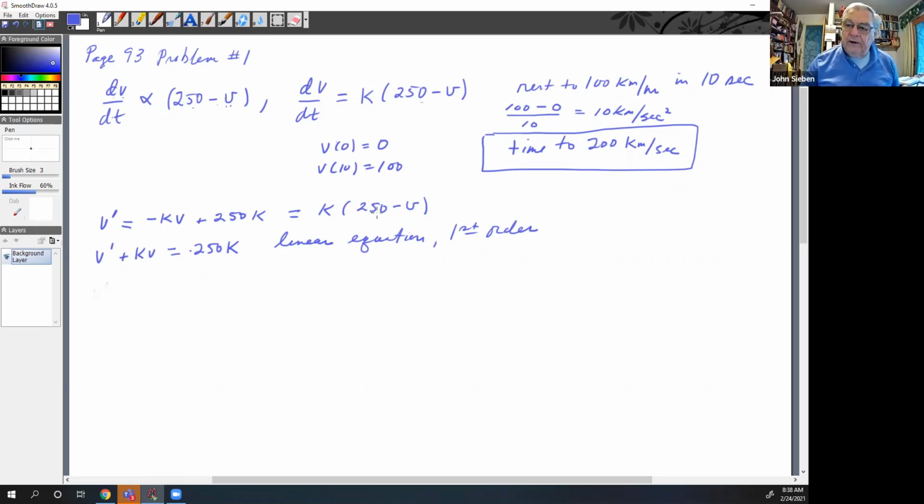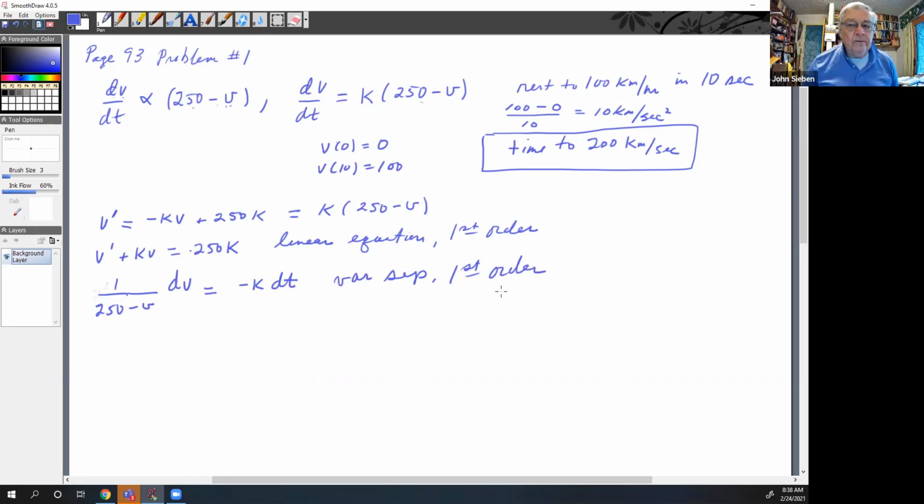Let me divide through by 250 minus V. 1 over 250 minus V dV is equal to minus K dt. These are the same. It's the same equation, just different algebraic variations. And I recognize this as a variables separable first order.